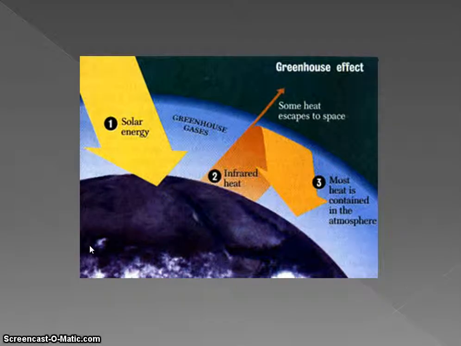So this is how the greenhouse effect works. The solar energy comes in, it hits the earth. A lot of that energy is reflected back up into the atmosphere, but greenhouse gases trap that heat and keep it in, just like a glass greenhouse does. Some of the heat does escape back into space, but a lot of it is contained in the earth, raising the temperatures of the earth.